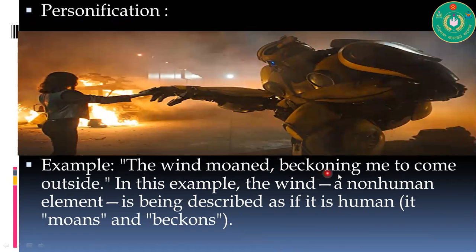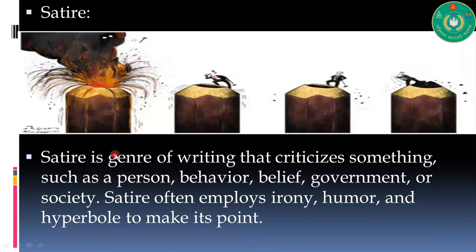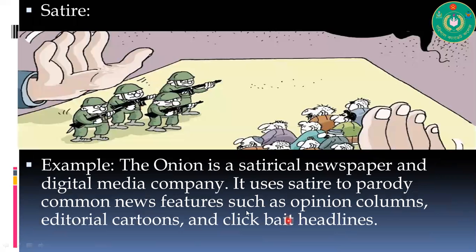Example: "The wind moans, beckoning me to come outside." In this example, the wind, a non-human element, is being described as if it was human. Satire is a genre of writing that criticizes something such as a person, behavior, belief, government, or society. Satire often employs irony, humor, and hyperbole to make its point.